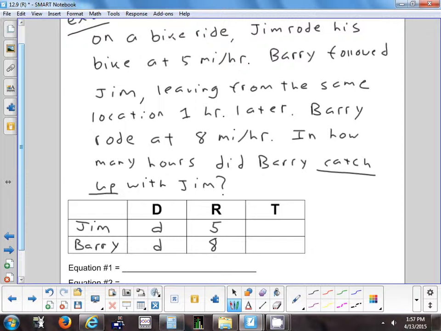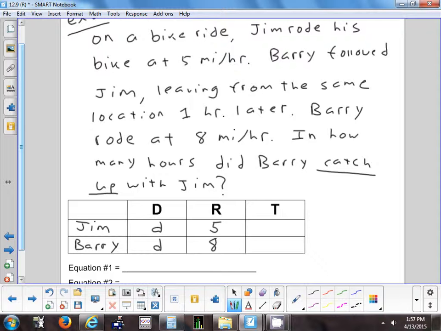Time. All we know is that Barry left an hour later than Jim. Couldn't you use any random time as long as one's an hour later than the other? Well, we can't set it, because let's say you pick 1 hour. After 1 hour, Jim will be 5 miles away and Barry's going to be 8. So I know they won't meet at 1 hour. But they might meet later on, or in less time, or more time. I don't know. We'll figure it out.